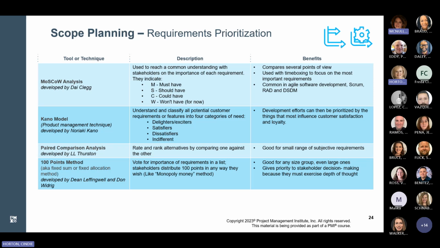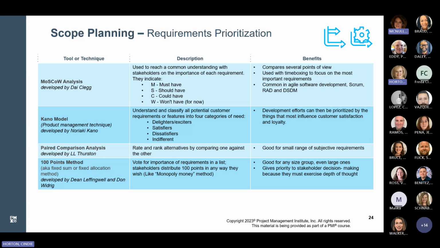And then lastly, the 100 points method, also known as the fixed sum or fixed allocation method, was developed by Dean Leffingwell and Don Widrick. Both these gentlemen have made significant contributions to the field of software requirements. And in this technique, the team will vote for the importance of requirements on a list, taking 100 points to distribute. This technique is useful in any size group of stakeholders, and it's kind of known for soliciting a depth of thought.